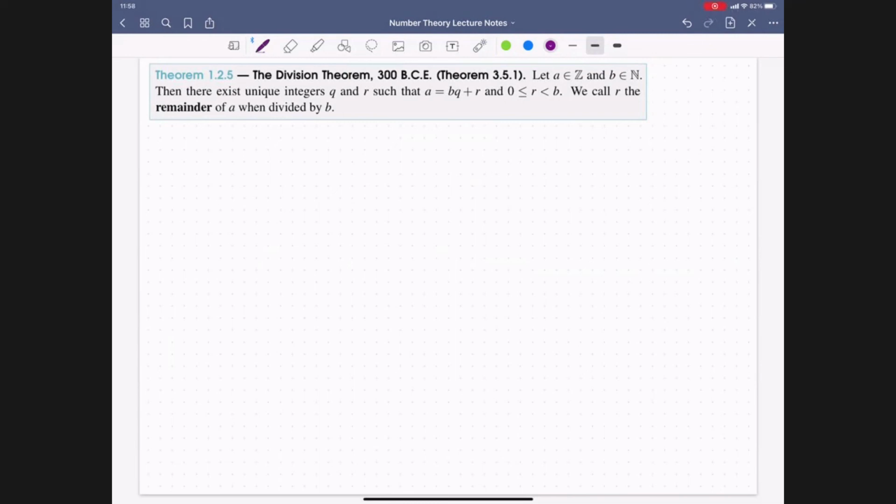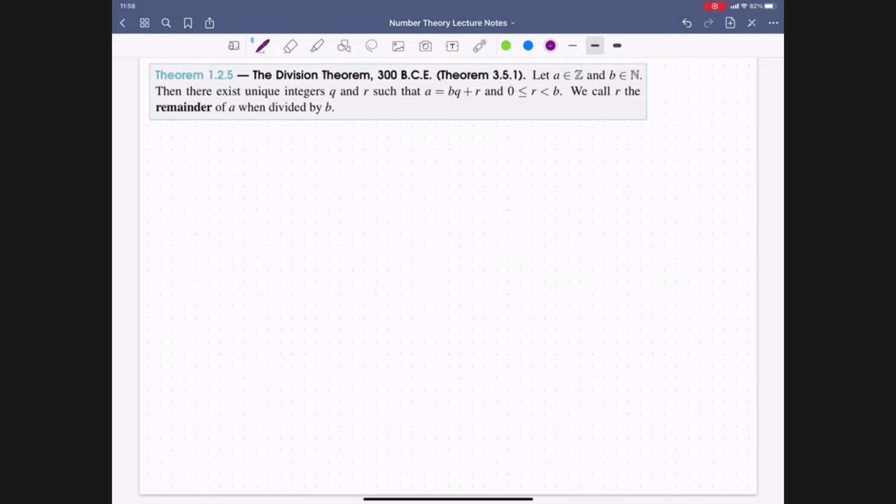So the division theorem is specifically the statement that if we have an integer a and a natural number b, then there exist unique integers q and r such that a is equal to b times q plus r. r is between 0 and b. It could be 0, but it's strictly less than b. And so here we call r the remainder of a when divided by b.